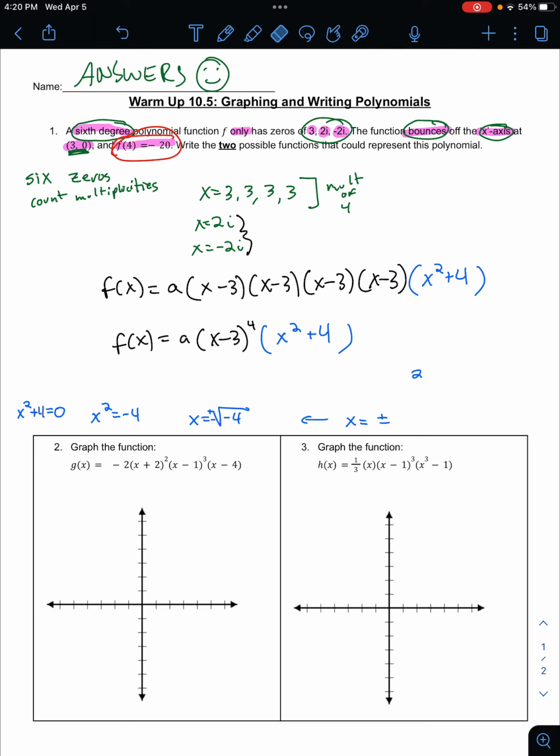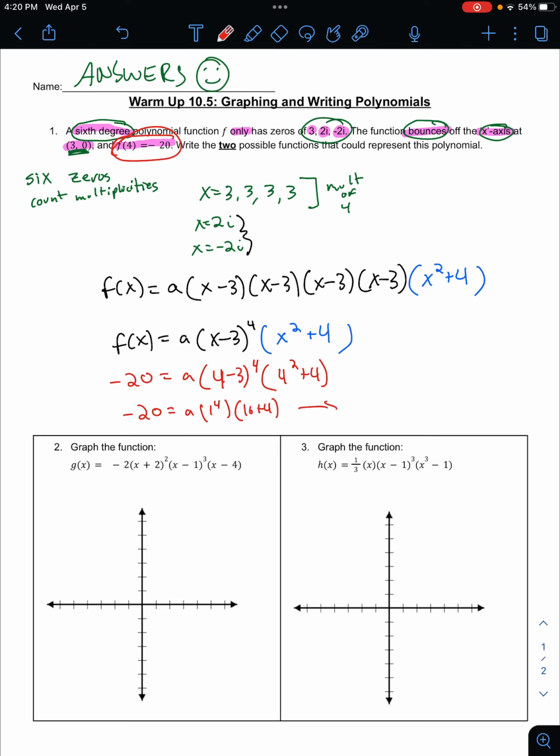So if I erase this, okay, I could say negative 20 equals a times (4 minus 3) to the 4th power, and then x squared, we said x was 4, 4 squared plus 4. Condensing down, we get negative 20 is equal to a, 4 minus 3 is 1 to the 4th, times 4 squared is 16 plus 4. I get negative 20 is equal to a times 1 times 20, or just 20a. So a must be equal to negative 1.